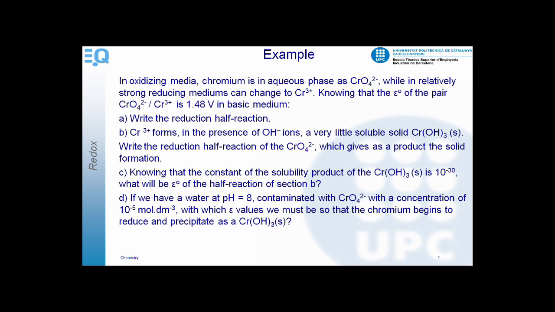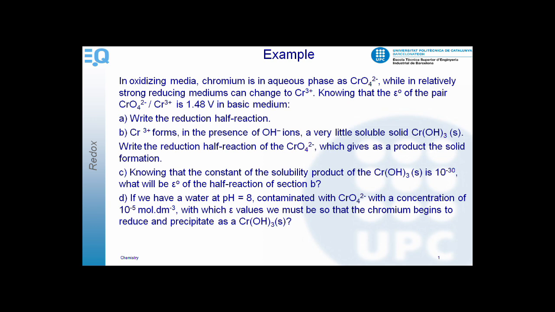B. Chromium 3 cation forms, in the presence of hydroxide ions, a very little soluble solid, chromium hydroxide. Write the reduction half reaction of the chromate, which gives as a product the solid formation. C. Knowing that the solubility product constant of the chromium hydroxide is 10 to the power of minus 30, what will be the standard potential of the half reaction of section B?